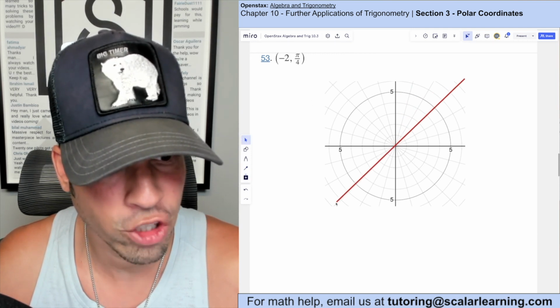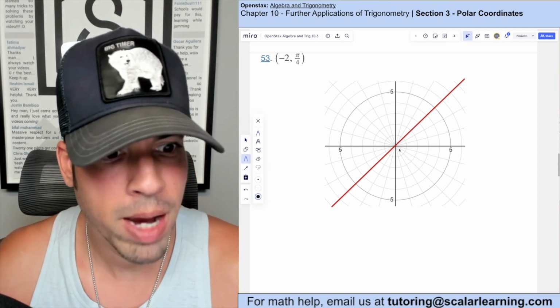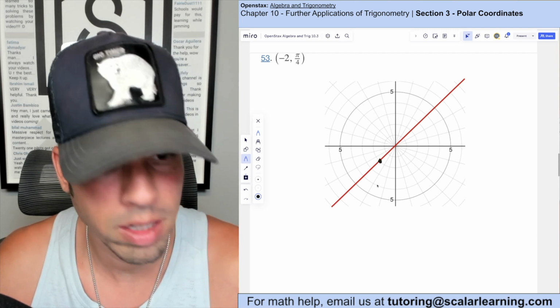So that means we're actually going to go backwards. We're not going to go out this way. We're going to go backwards. So we're going to go backwards by 2. So we go 1, 2 circles that way. There's the coordinate. That's how you do it.